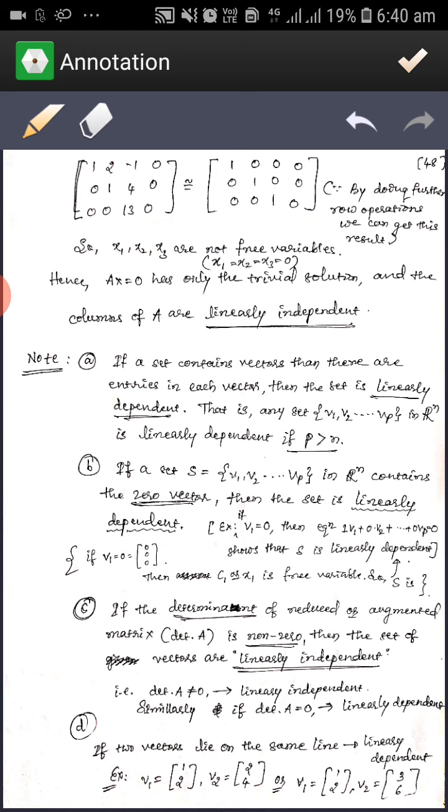If a set contains vectors, and there are n entries in each vector, there is a small mistake there. If the set contains p vectors, and there are n entries in each vector, then the set is linearly dependent. That is, v1 to vp in Rn is dependent if p is greater than n.